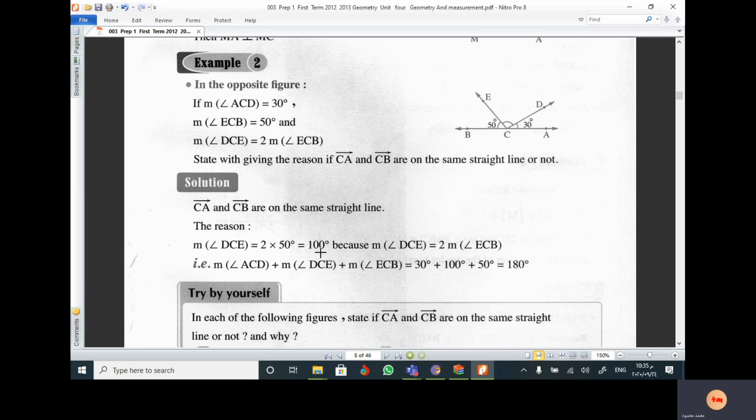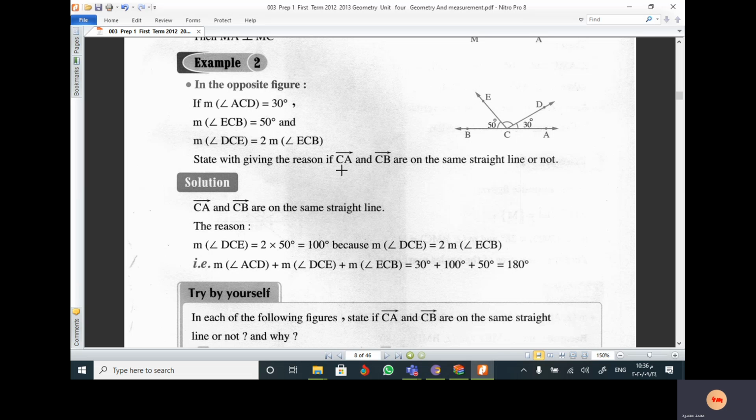equals 100, because the measure of angle DCE is equal to 2 times the measure of angle ECB, and this one is 50, so here it will be 2 times 50, it will be 100. Then the sum of the 3 angles equals 180.